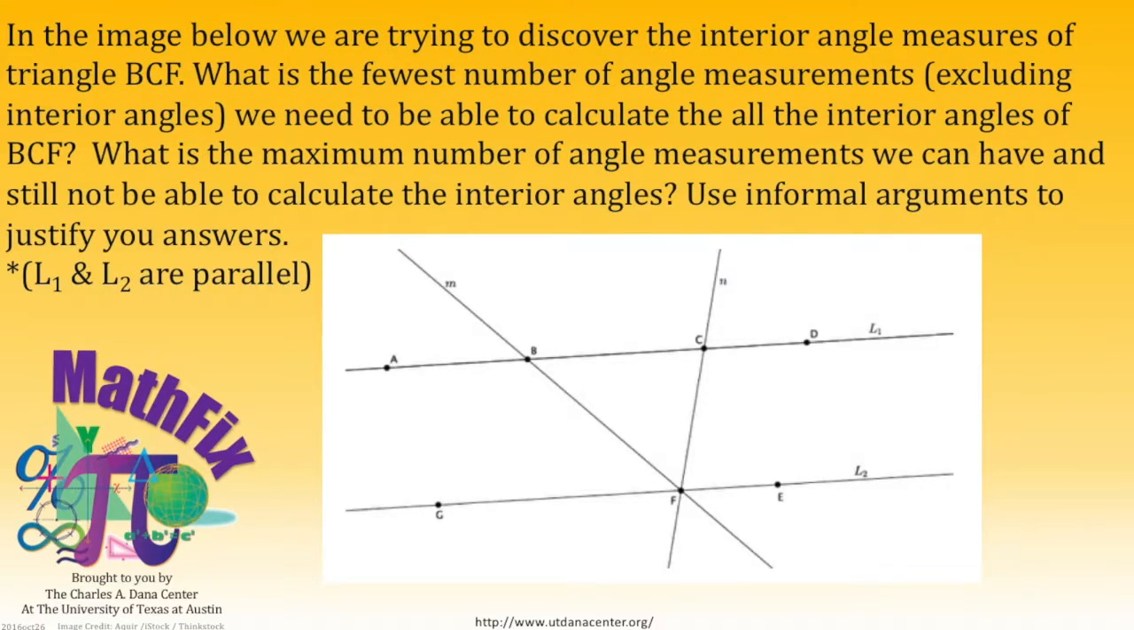In this task, which is quite a doozy, we have two lines that are parallel, L1 and L2, and we're asked to then think about what are the fewest number of angle measurements, excluding the interior angles, we would need to calculate all of the interior angles of triangle BCF.